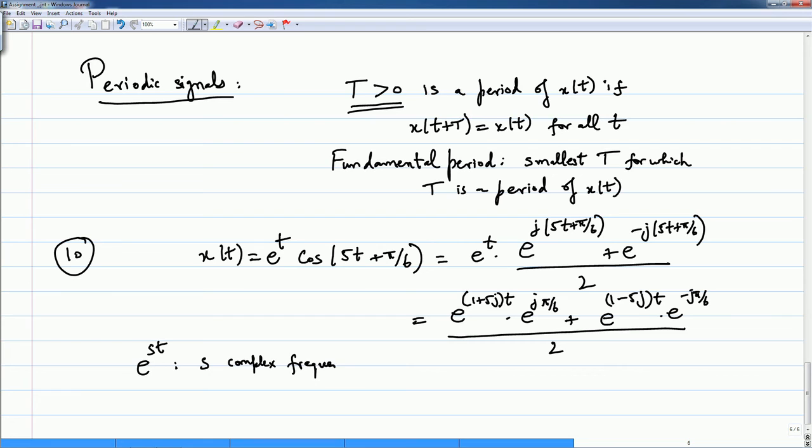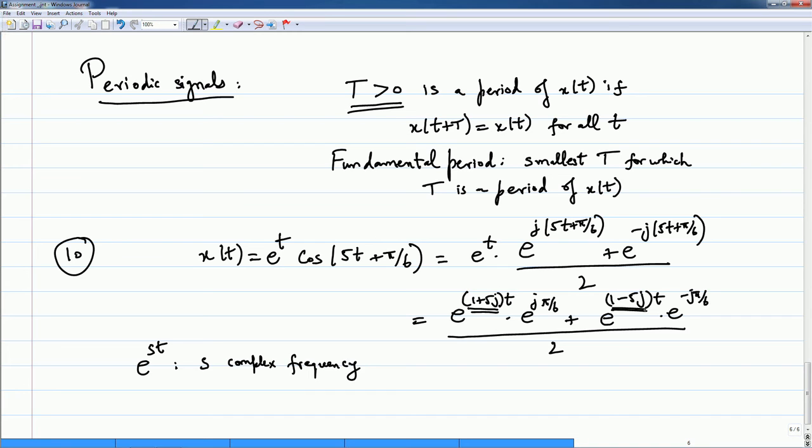That's all. Like I said, it's a notational definition, it doesn't have a physical meaning. Be very watchful of that. Okay. So, what are the e power st terms here where s is complex? You have a 1 plus 5j and a 1 minus 5j, and that's it. Those are the complex frequencies in this signal.